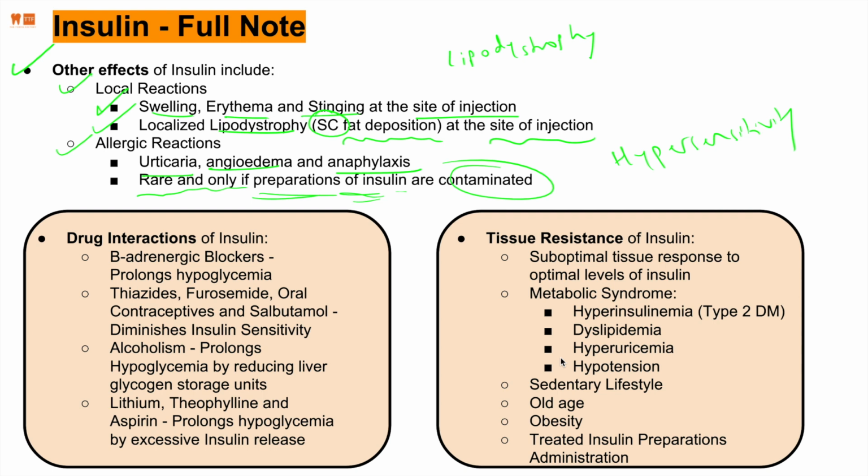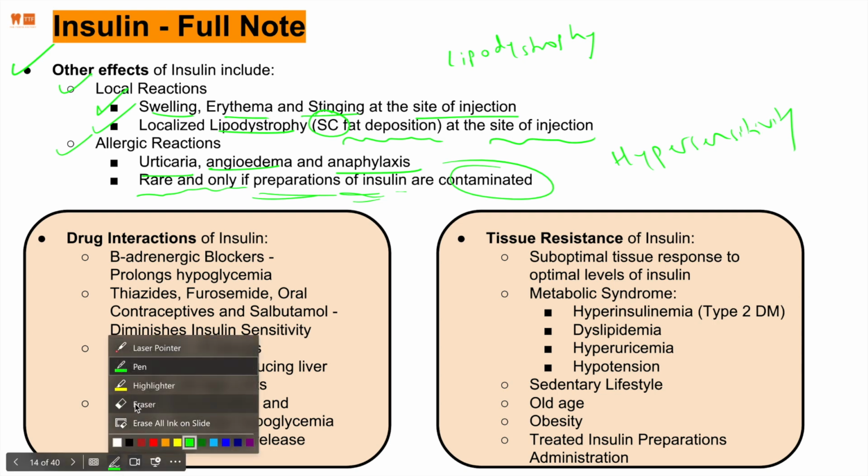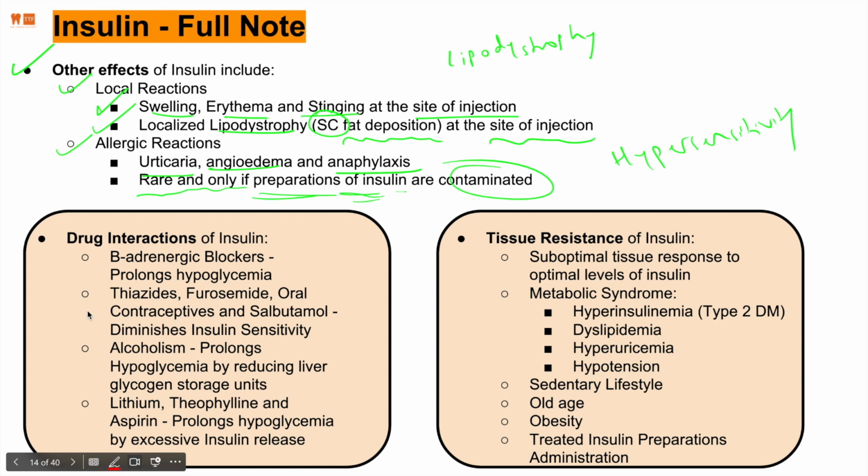Now, there are several drug interactions faced by insulin. Obviously, it affects a lot of organ systems. Beta-adrenergic blockers and insulin, they will prolong hypoglycemia. They will make hypoglycemia, so increase insulin's effect. Thiazide, furosemide, these are antihypertensive drugs. Oral contraceptive, salbutamol, this is anti-asthmatic drug.